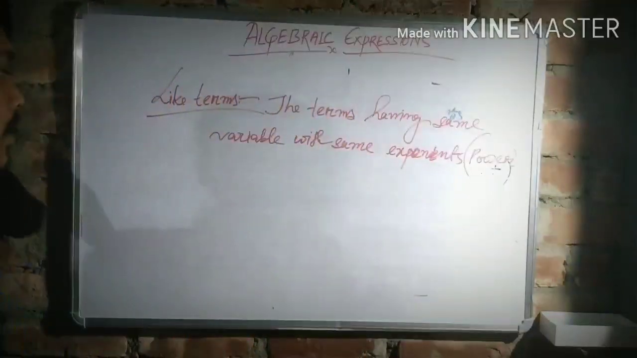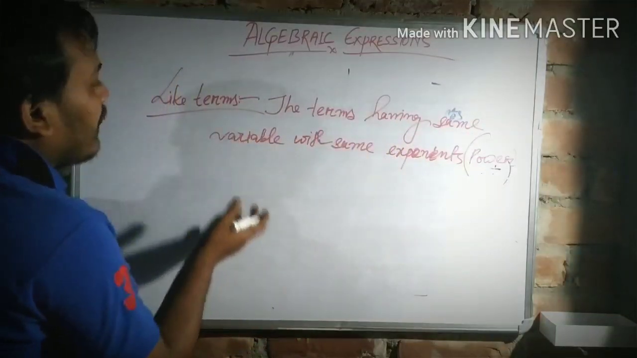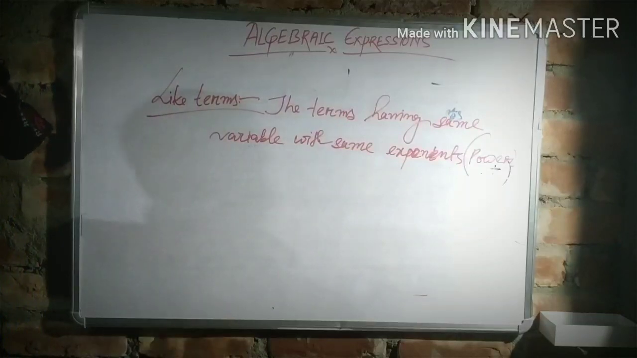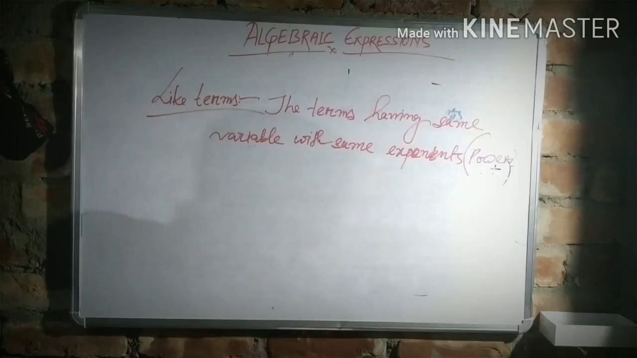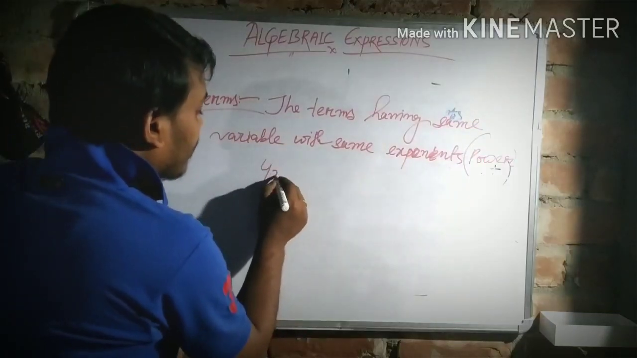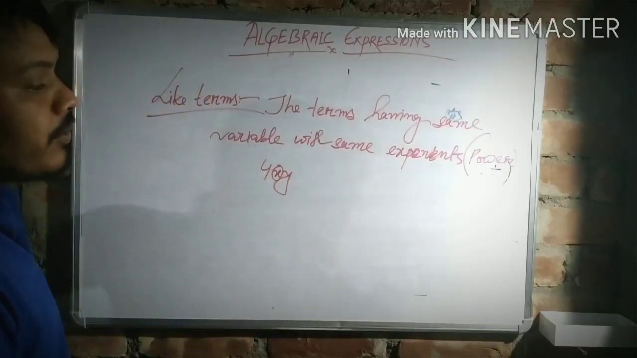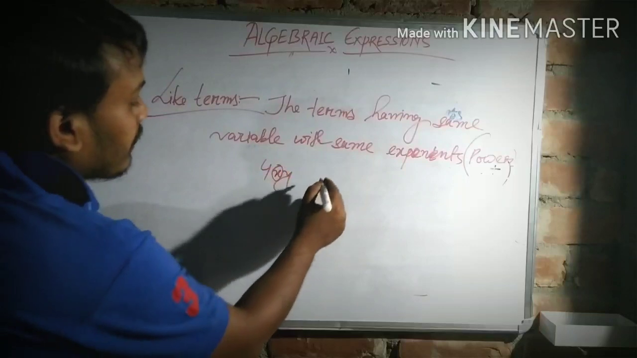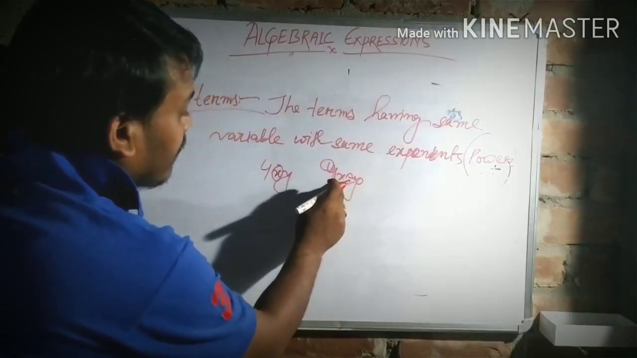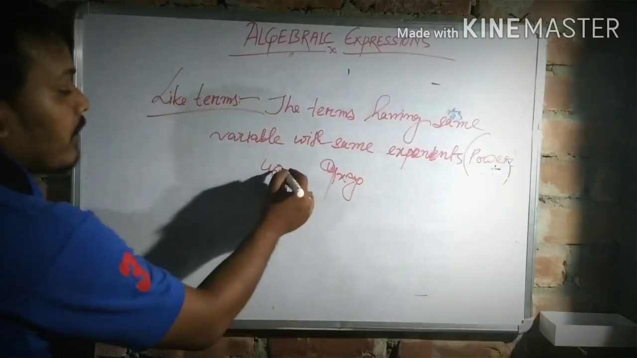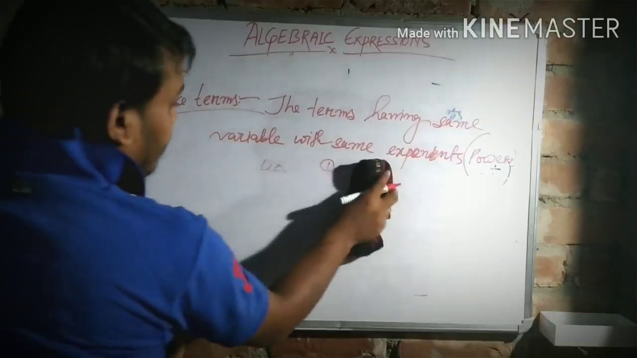Okay, for example, like term and unlike term. Like terms means the terms having the same variable with the same exponent. That means if the first term has the power of x as 1, and the second term's power is also the same, then we call the terms like terms. Okay, I will discuss it later.